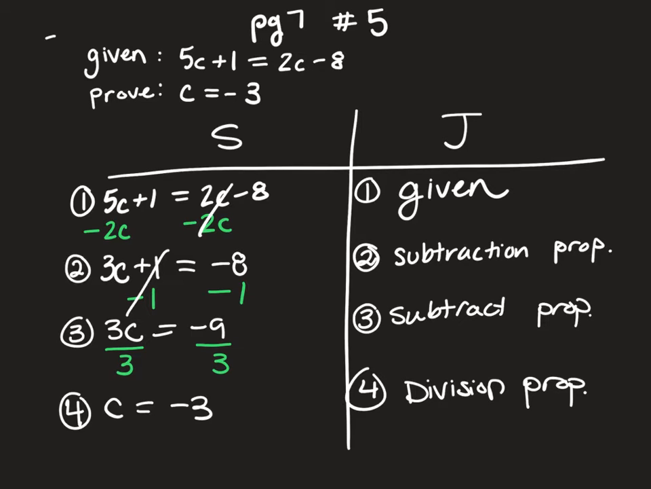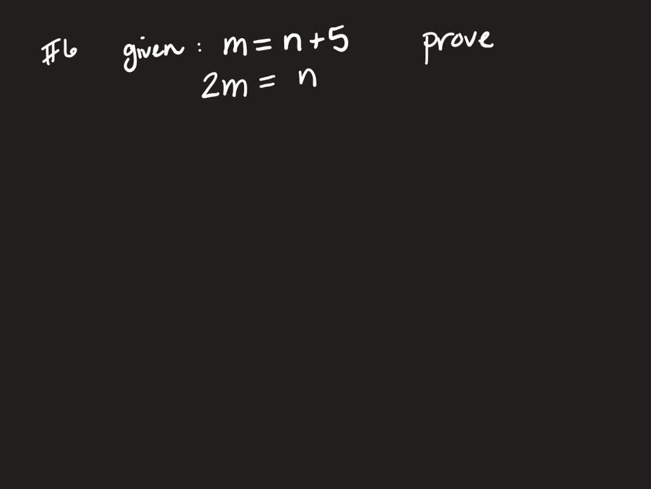All right, let's move on and do number 6. So we are given, this is number 6, that m is equal to n plus 5, and 2m is equal to n. And we're trying to prove that m is equal to negative 5.